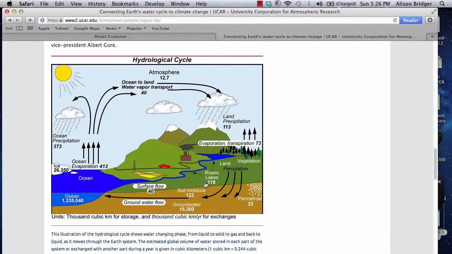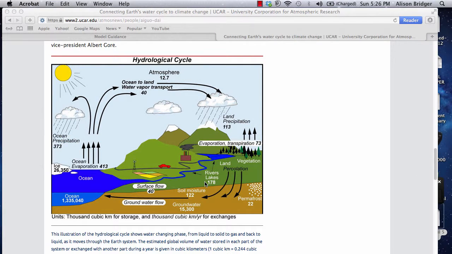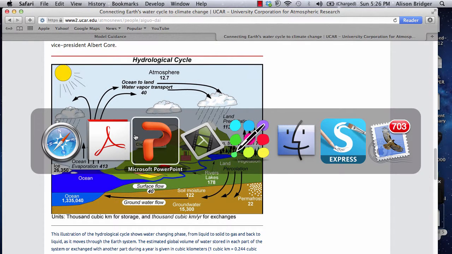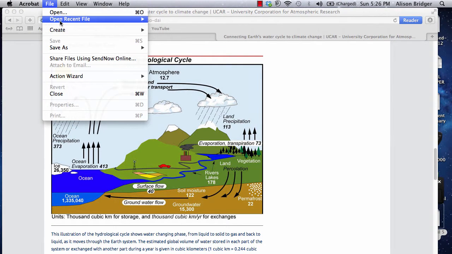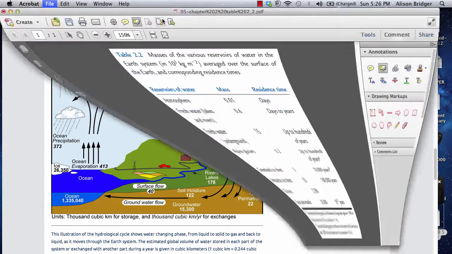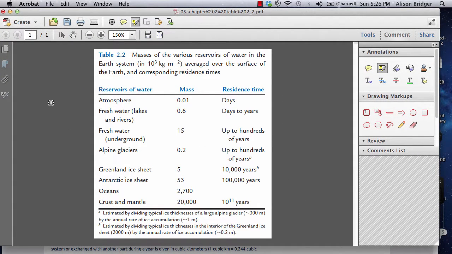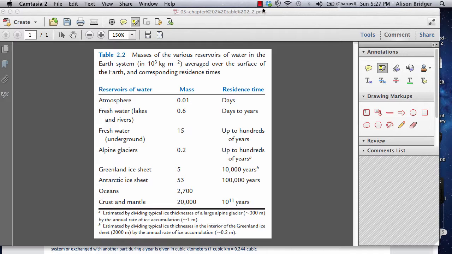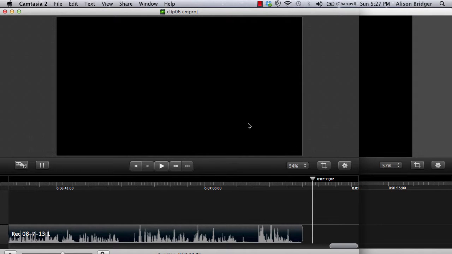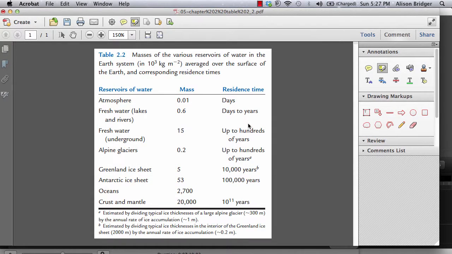And because we're scientists, we want to do something a little bit more than just talk about the cycle itself. We want to talk about some details. And those are contained in table 2.2 in the book. So table 2.2 shows us the masses of various reservoirs of water in the Earth system.